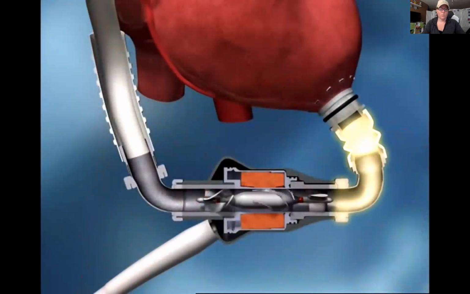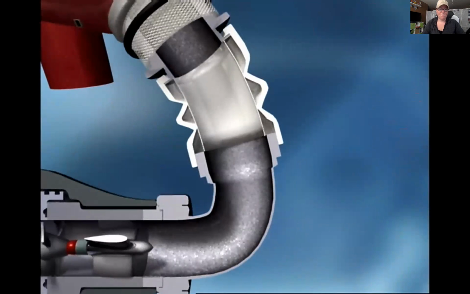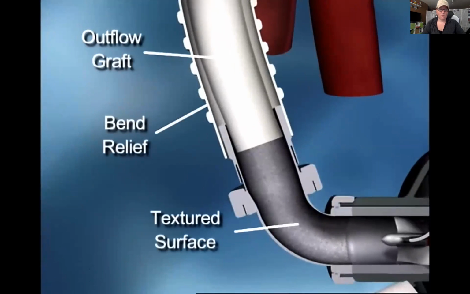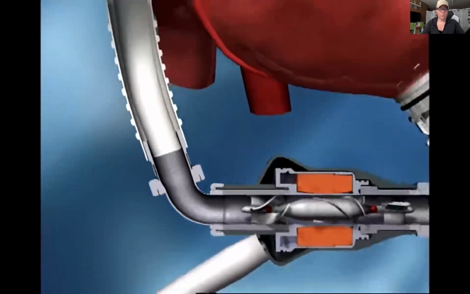The flexible inflow cannula is designed for a wide range of patients, accommodating changes in anatomical position and allowing the inlet to remain centered in the ventricle. Both the inflow and outflow cannulae feature textured blood contacting surfaces clinically proven on the HeartMate XVE to be thrombo-resistant.